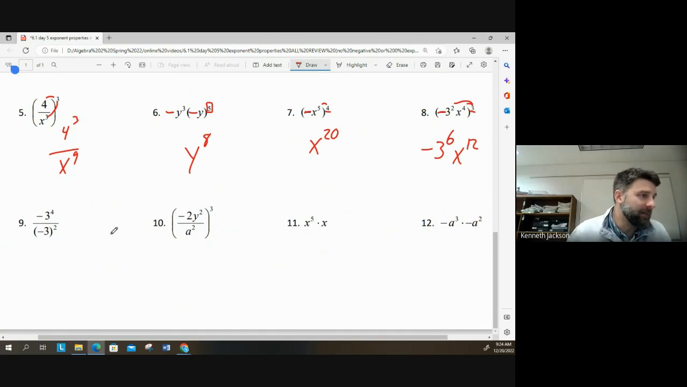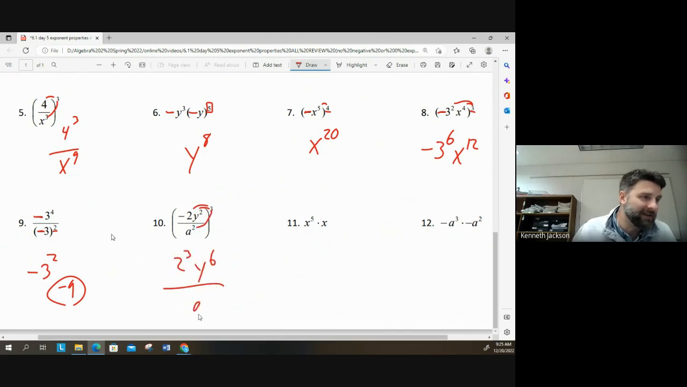And last here at the bottom, I have 1 negative sign here. I have 2 negative signs here, which makes a total of 3 negative signs. So I know before I do the problem, my answer is negative. And if you divide by the same base, you can subtract the exponents. So negative 3 squared, or you could call that negative 9. Either will work. Powers to a power, multiply all the exponents. That's 2 to the third, y to the 6th, over a to the 6th. That's an a. And I have 3 negative signs, which makes my answer negative.